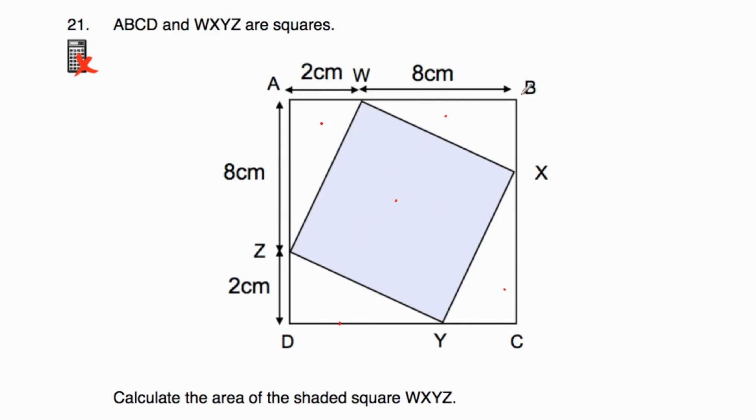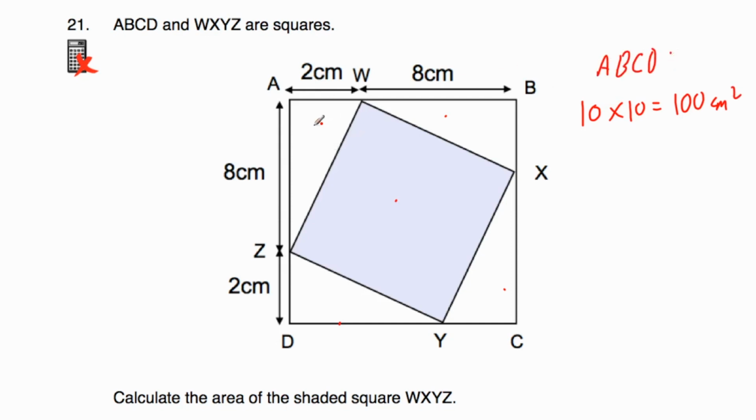So if we find the area of the whole square, A, B, C, D, by doing 10 times 10, and then we find the area of the 4 triangles, and they are identical triangles, then we can take them away to see what's left for the area of the shaded square, W, X, Y, Z. So let's do that. The area of the whole square, A, B, C, D, is equal to the length times the width, which is 10 times 10. That's equal to 100 centimeters squared. So that's the area of A, B, C, D.